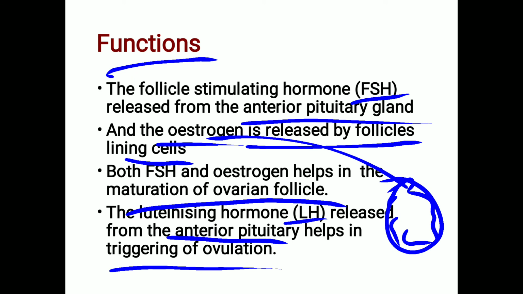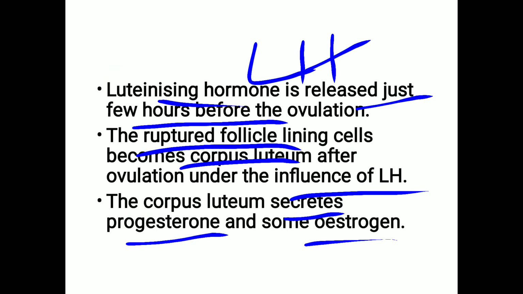Then the functions we discussed. FSH, follicle stimulating hormone, is released from the anterior pituitary, and estrogen is released from the follicle lining cells. They help in the maturation of the ovarian follicle, and luteinizing hormone, which is again released from the anterior pituitary, helps in triggering ovulation. This LH is released just before ovulation, and that triggers ovulation. The ruptured follicle lining cells become the corpus luteum after ovulation. It forms the corpus luteum under the influence of luteinizing hormone, and this corpus luteum secretes progesterone and estrogen.